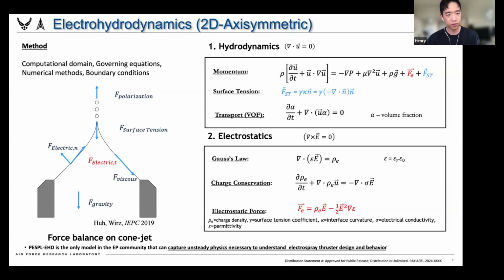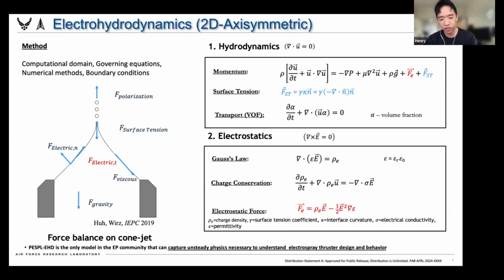The physics is quite simple. It's electrohydrodynamics. We use two sets of equations, which are hydrodynamics and electrostatics. We solve the Navier-Stokes equations, and we solve the electrostatic force and surface tension force as a source term and put it into the Navier-Stokes equation. And we use the volume of fluid method for the transport of the liquid, and we calculate the volume fraction for each cell iteratively for each time step.